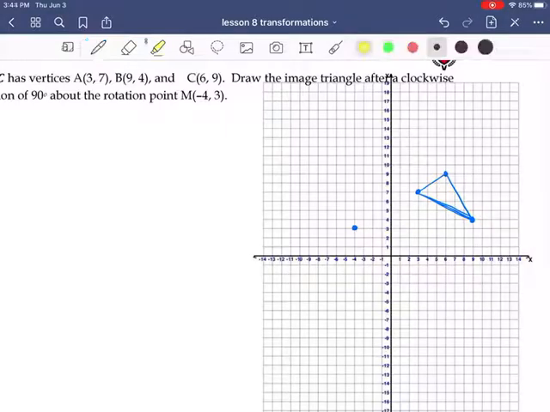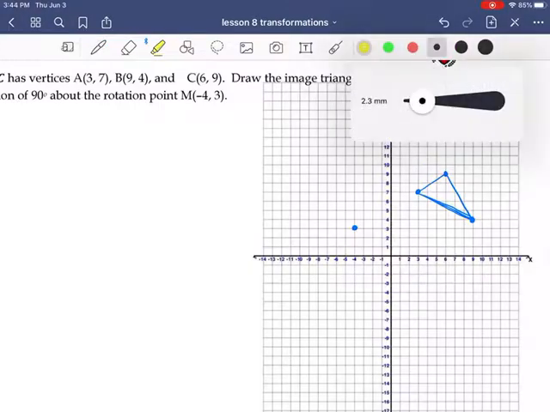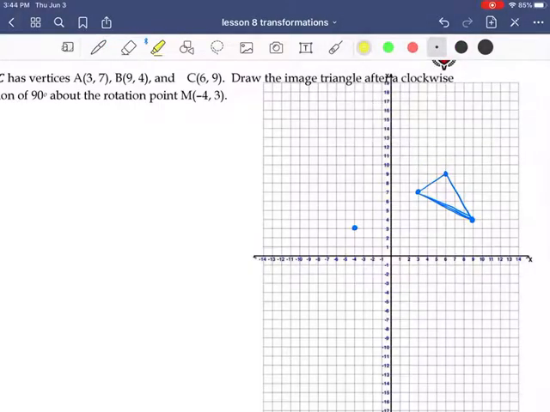So what I'm going to do is just draw a new sort of grid line. All right, so if that's our center of rotation, it's kind of like our new point of origin, almost. Now, every point is going to be equidistant from that point. So let's figure out how far we need to go here. So from this point, I should label these. So that's A, and point B was 9, 4, and point C was 6, 9.